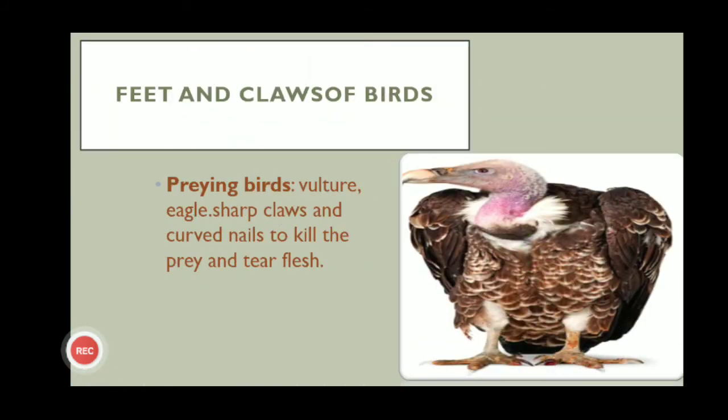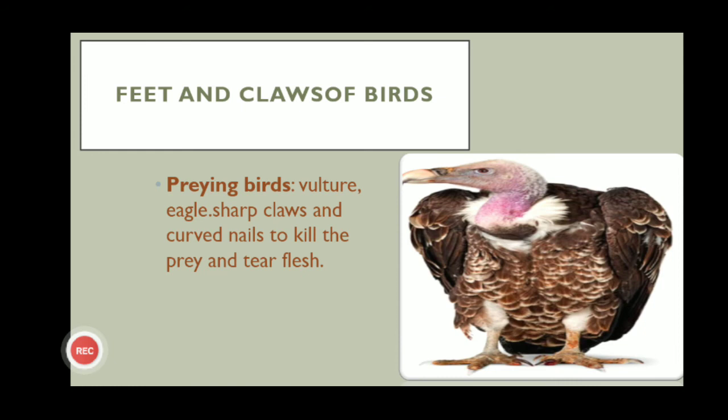Now we will learn about feet and claws of birds. Okay, so first is praying bird. How's the shape of their feet? So praying means शिकारी चिड़िया हैं. Vulture, eagle, and vulture and eagles are also called scavengers, and also they are called praying birds. Means वो शिकार करते हैं.